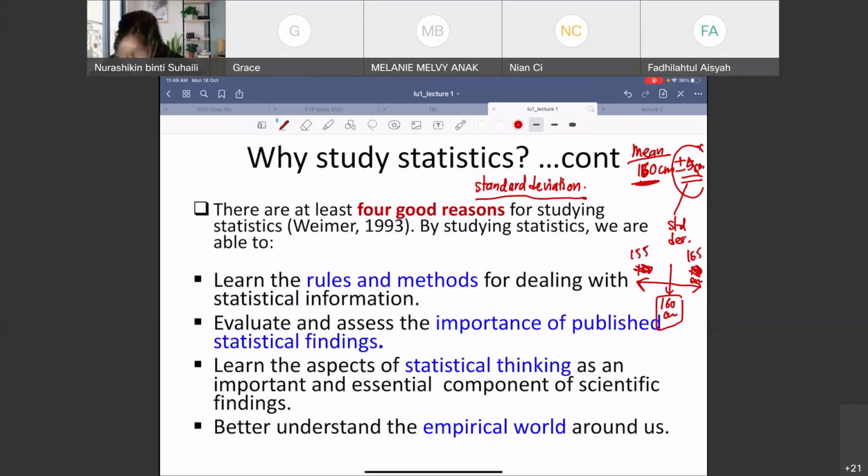Let's say I put in a new range, plus minus 5. In this case, 160: 160 minus 5 is 155, and 160 plus 5 is 165. So it covers the range, and the mean value and the standard deviation represent the middle value and the deviation. I hope you understand what I mean.